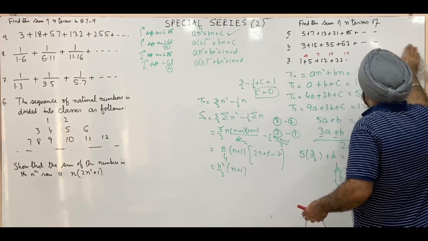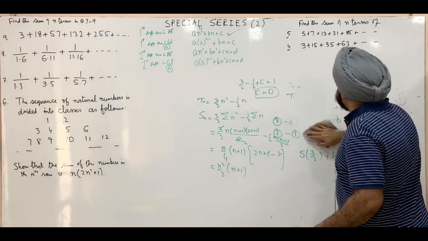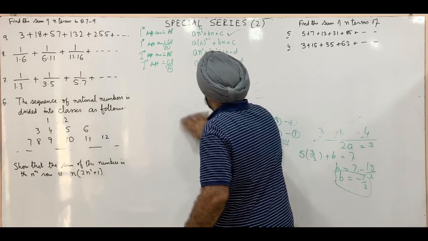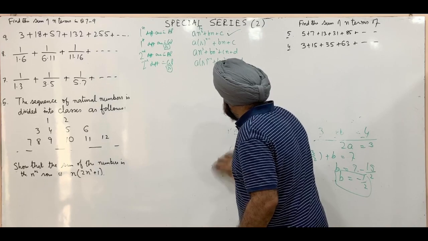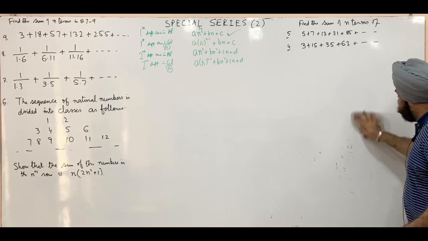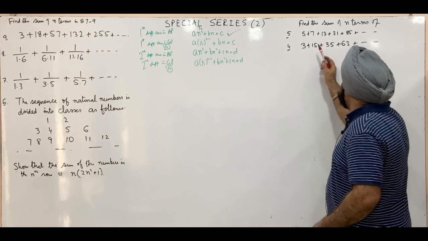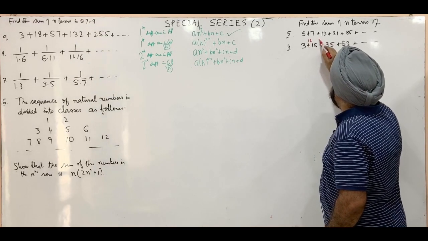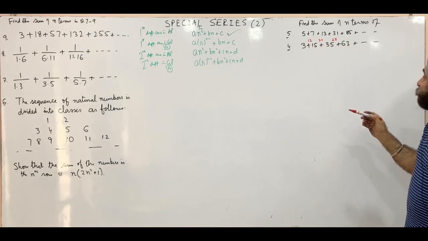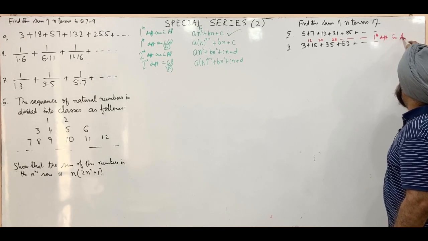The first step is always identification of the series. So we have 3 plus 15 plus 35 plus 63 and so on. We have to find out sum of n terms of this series. Difference of first two terms. This is 12, this is 20, next this is 28. So we can see 12, 20, 28, these are first differences and these are in AP.